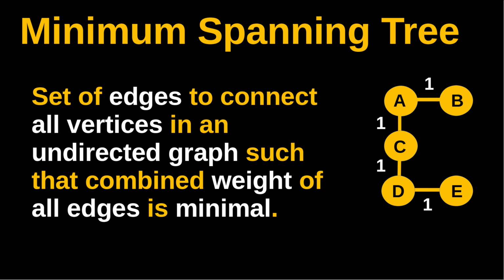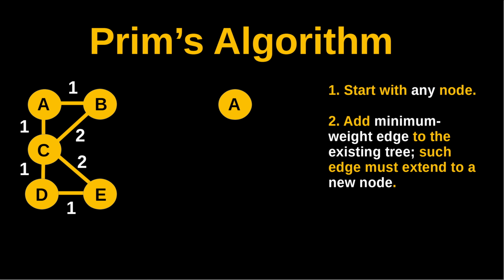To summarize so far, the definition of minimum spanning tree is a set of edges to connect all vertices in an undirected graph such that the combined weight of all edges is minimum. Now let's talk about Prim's algorithm in constructing a minimum spanning tree for a weighted undirected graph. First, we start with any node. The second step is to add the minimum weight edge to the existing tree such that the edge must extend to a new node. Let's construct a minimum spanning tree for this example.